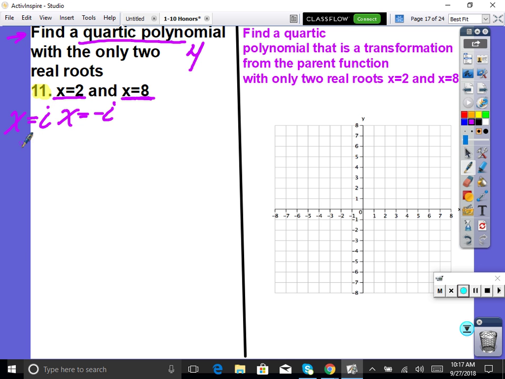So now work backwards. So we would have an x minus 2. We're going to have an x minus 8. We're going to have an x minus i. And we're going to have an x plus i.